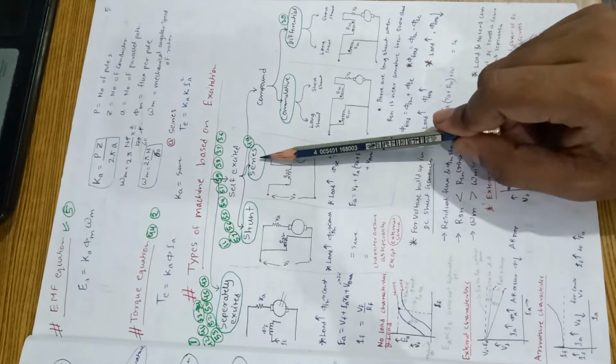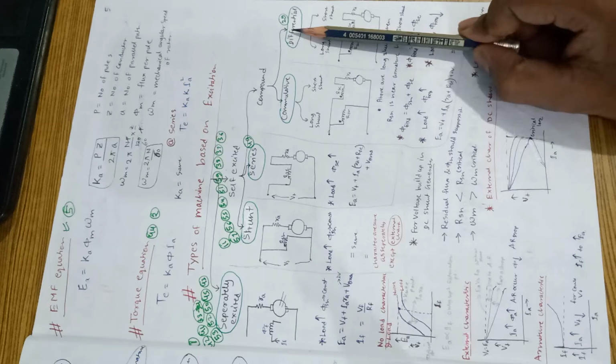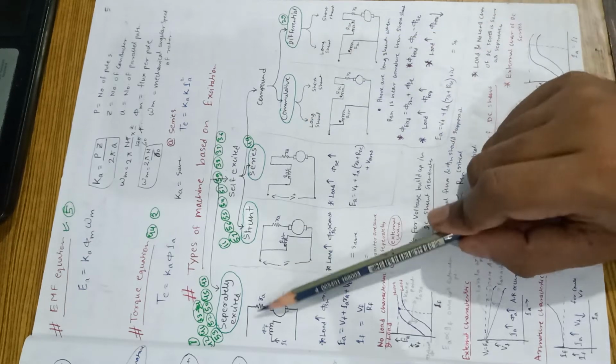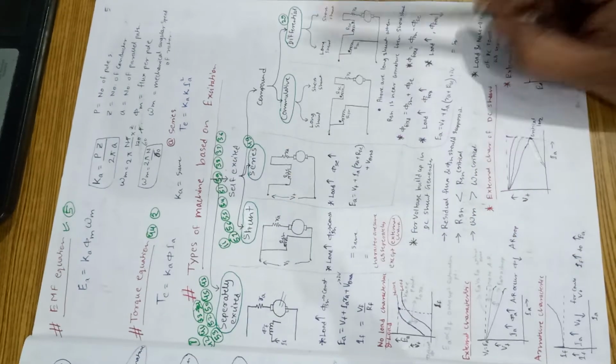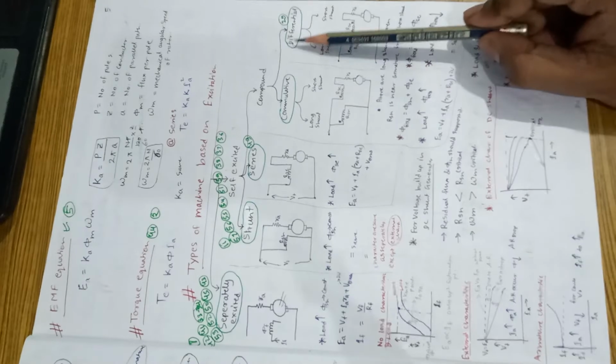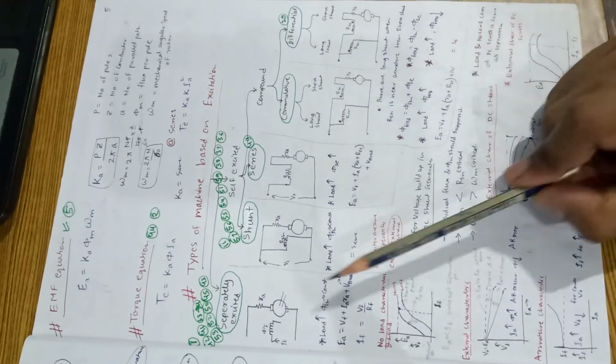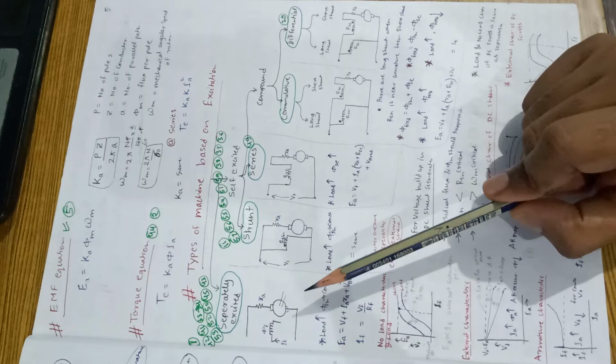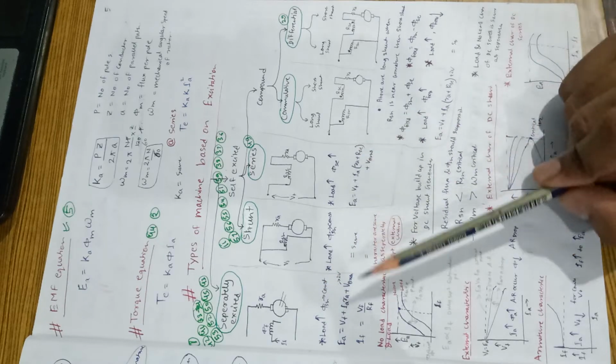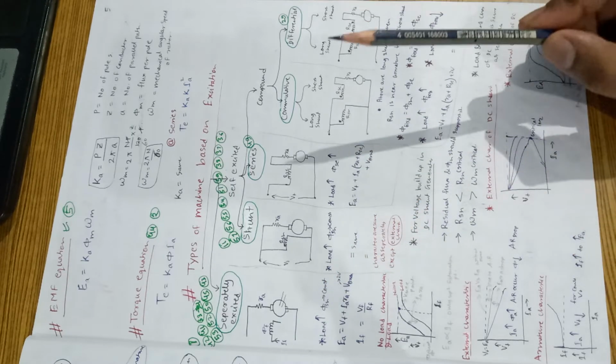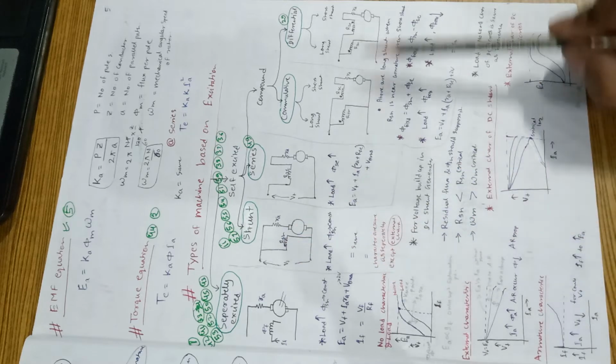Separately excited, shunt, series, cumulative, differential. These four types, you have to remember. And here let us study the equivalent circuit and equations of these machines.